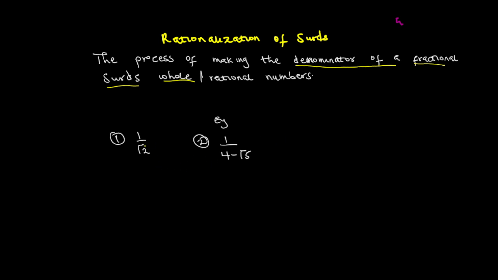Let's take an example. The first one, we have 1 over root of 2. When we talk about rationalizing this surd, it means we don't want the denominator to be a surd; we want the denominator to be a whole number. Anytime we have square root of a multiplying square root of a, we get a. So if I have square root of 3 and want to make it whole, I multiply by another square root of 3 and get 3, which is a rational number.